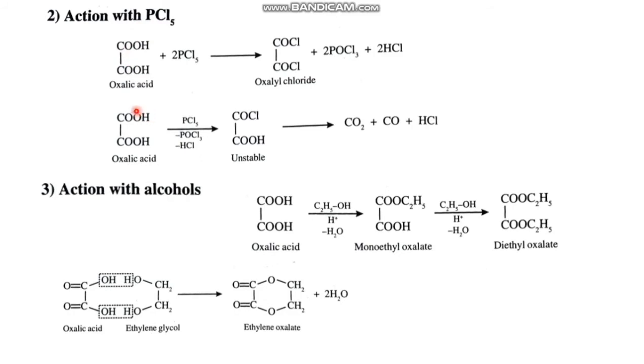This oxalic acid reacted with PCl5, generally we get these compounds: carbon dioxide, carbon monoxide and HCl. That is, this oxalic acid is just decomposed into carbon dioxide, carbon monoxide and HCl. When we use an excess amount of PCl5, this oxalic acid reacts with the excess PCl5, and we get oxalyl chloride, that is this one, (COCl)2 plus 2 POCl3 plus 2 HCl.